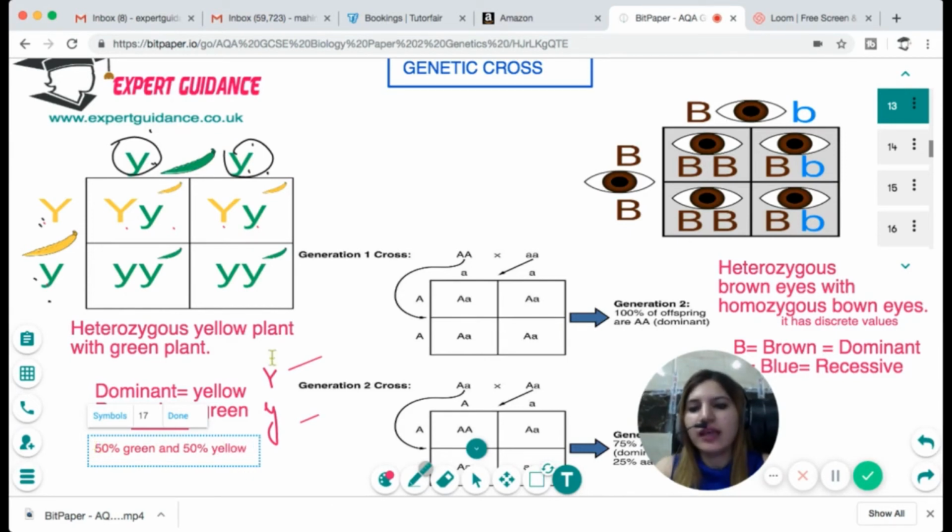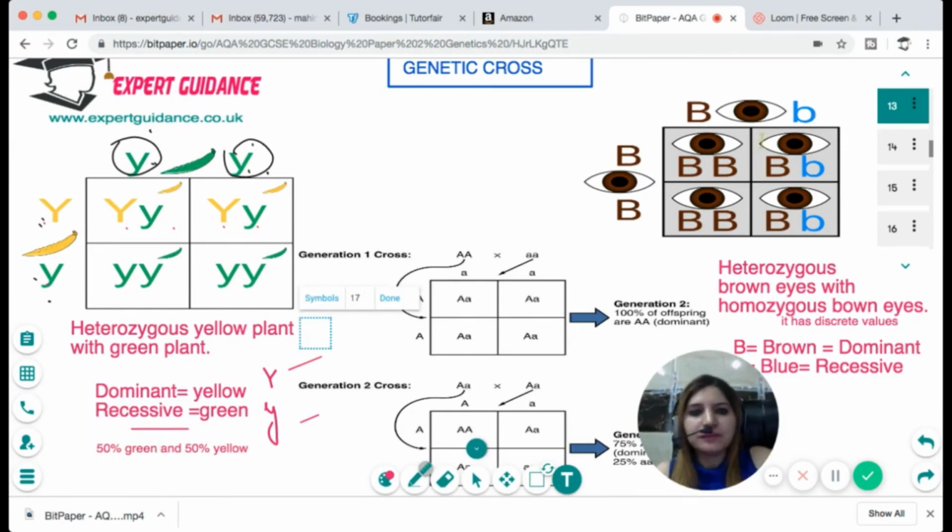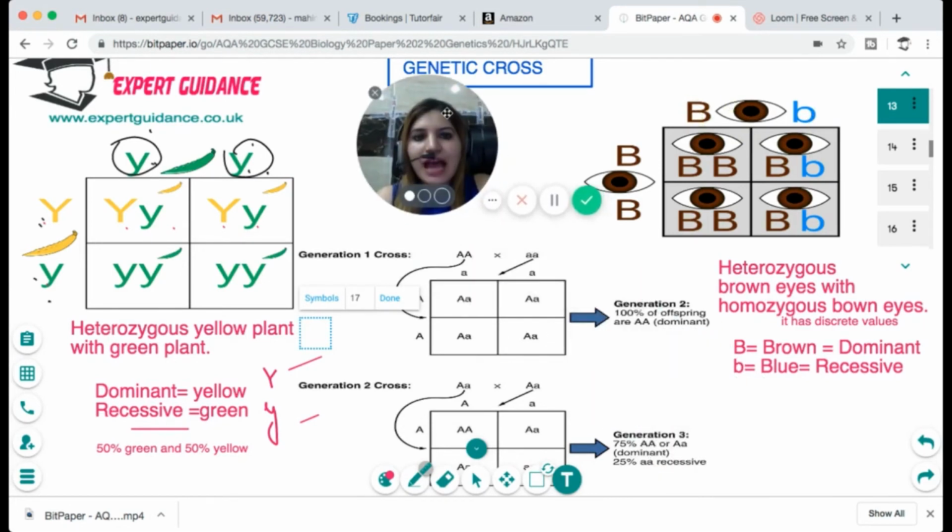Okay. Now let's take another example. Here our brown eyes is dominant, which is capital B, and small b is the blue eye, which is recessive. Now we are crossing homozygous brown eye with the heterozygous brown eye. In this case, we got all brown. So the phenotypic ratio is 100% brown. But if we see the genotype, it is 50% homozygous and 50% heterozygous.